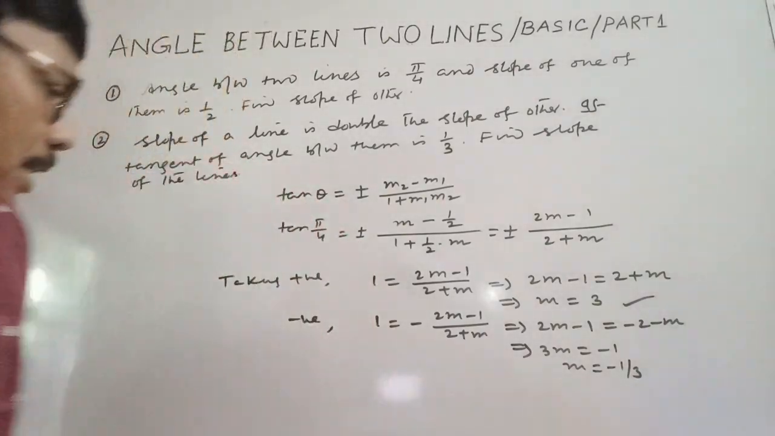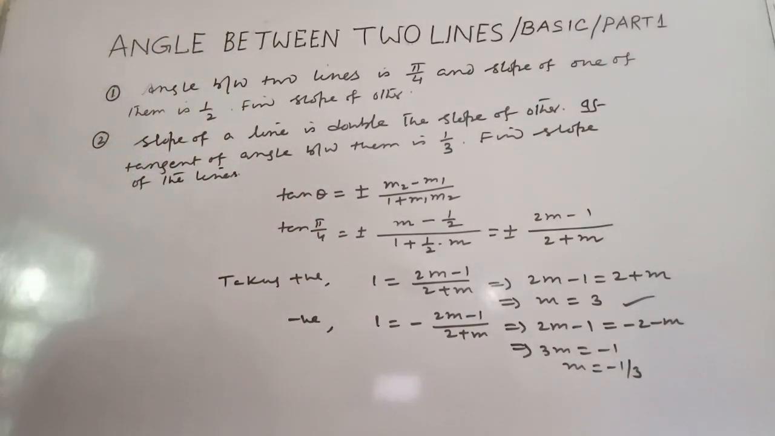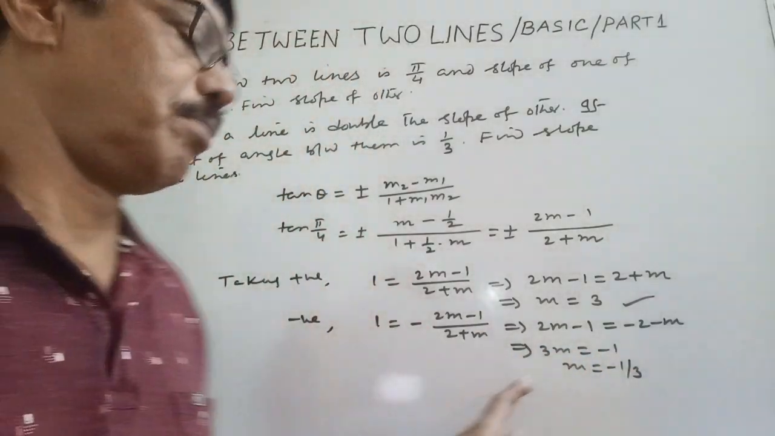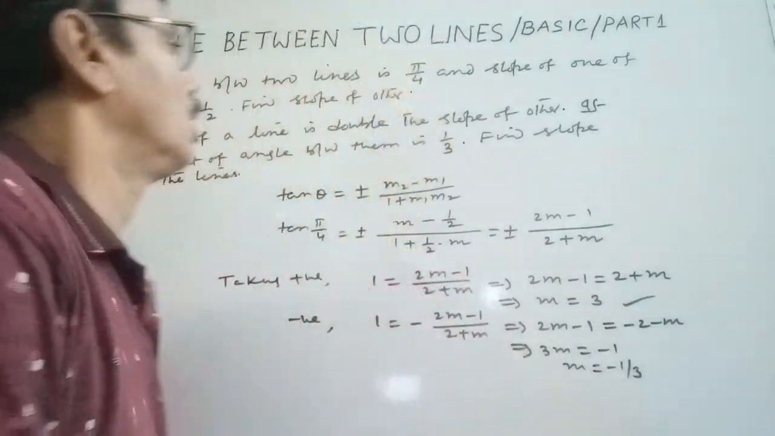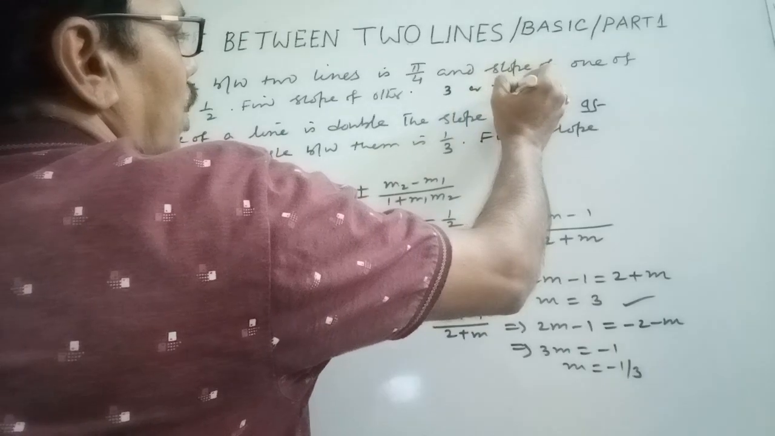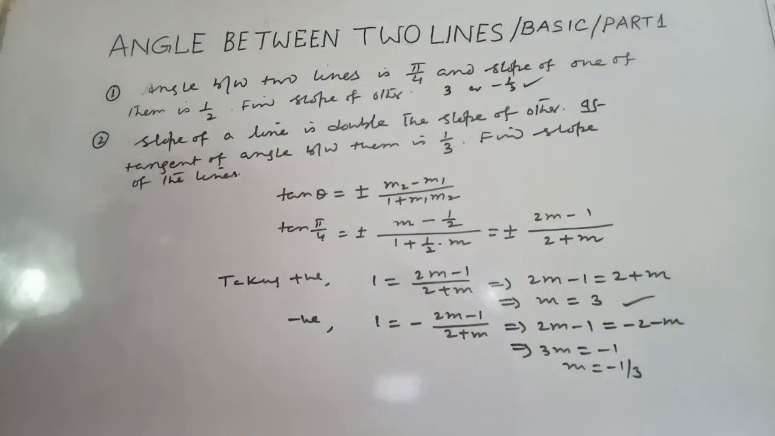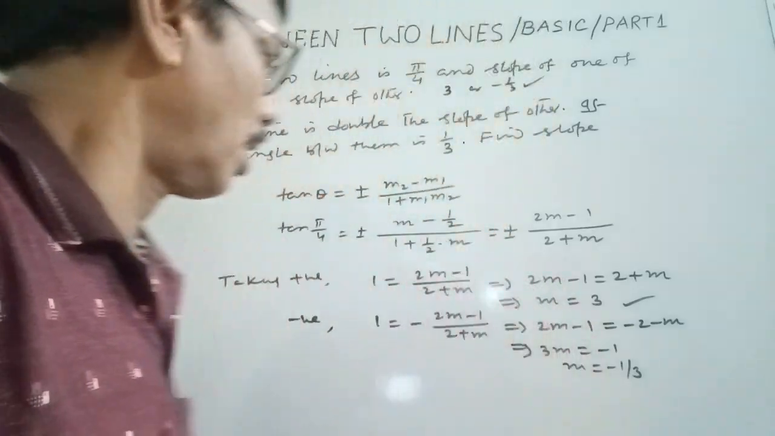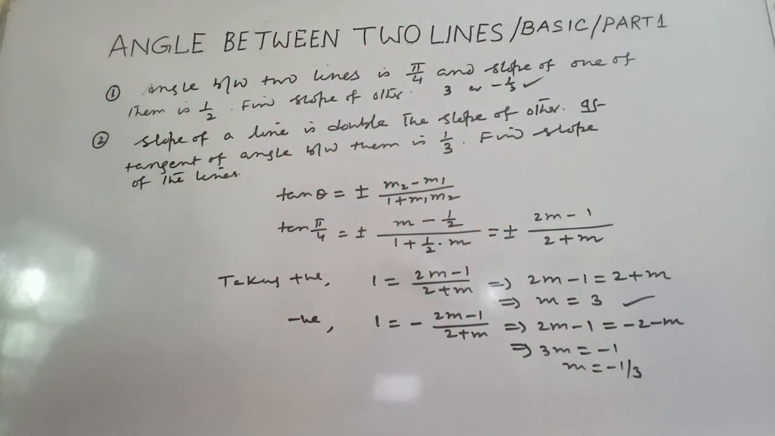So we are getting the answer. Find the slope of the other. The slope of the other is either 3 or minus 1 by 3. So these are basic problems. Now problem number 2.